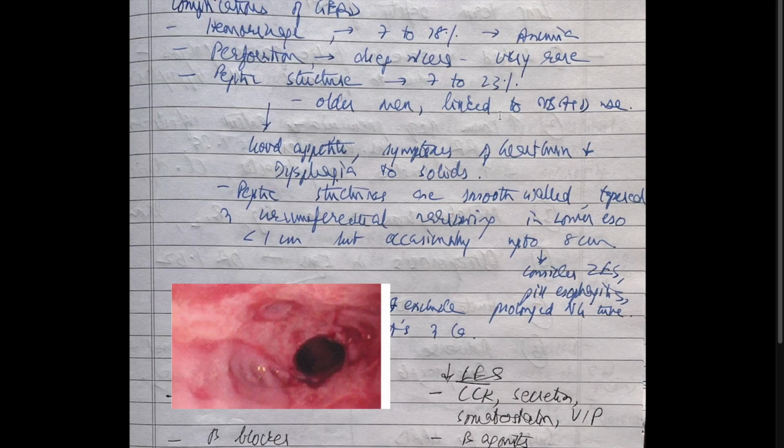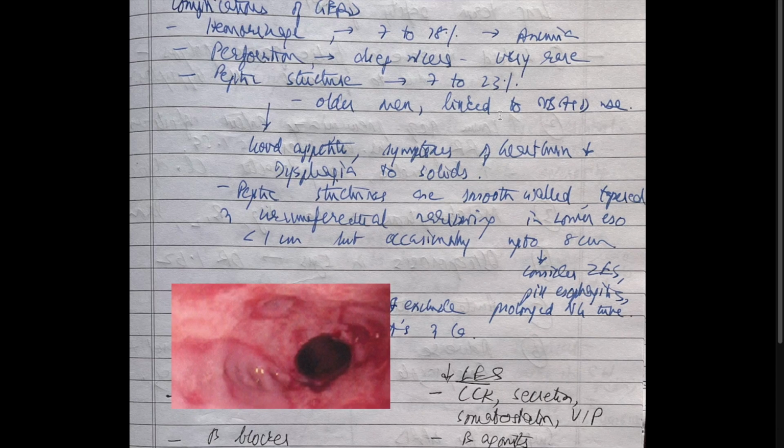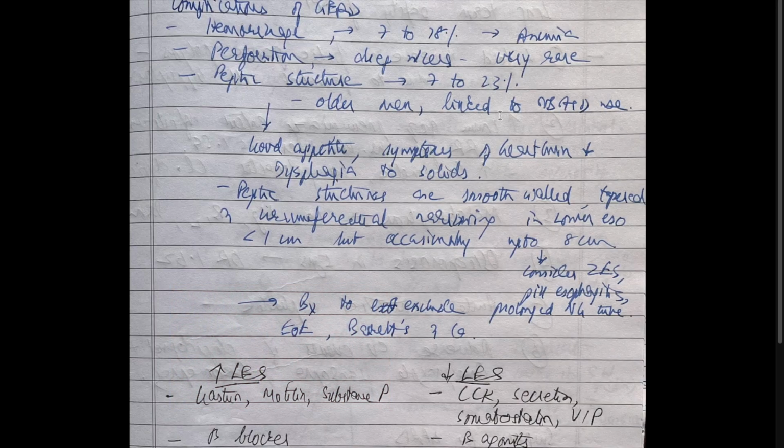Peptic strictures are smooth-walled, tapered, and circumferential narrowing in the lower esophagus. It's usually less than 1 centimeter, but can occasionally reach up to 8 centimeters. If that is such a big stricture, we consider Zollinger-Ellison syndrome and pill esophagitis. We do biopsy if we want to rule out eosinophilic esophagitis, Barrett's, and carcinoma.